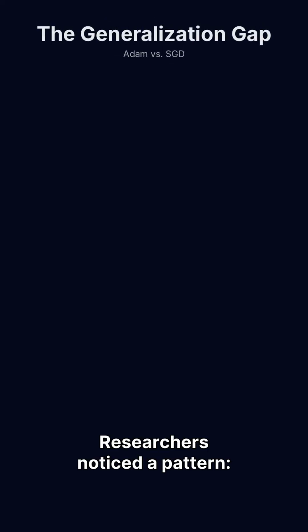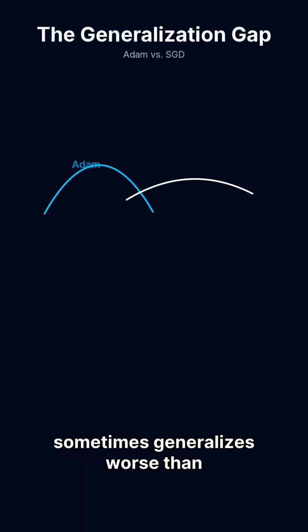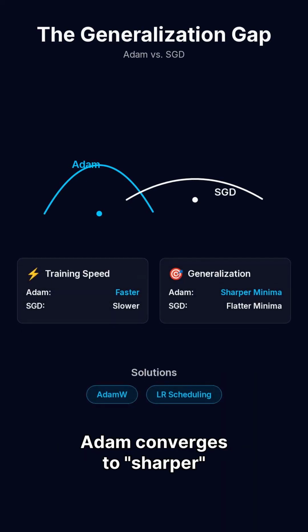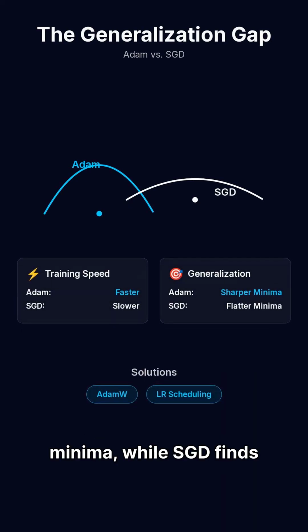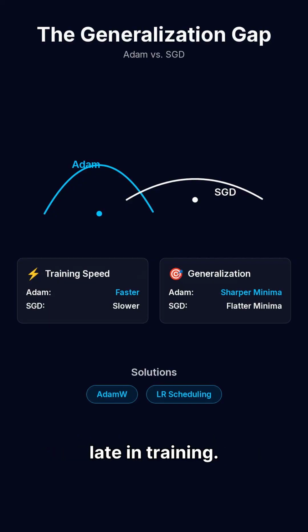Researchers noticed a pattern. Adam trains faster, but sometimes generalizes worse than SGD. The hypothesis is that Adam converges to sharper minima, while SGD finds flatter minima that generalize better. Solutions include AdamW and reducing the learning rate late in training.